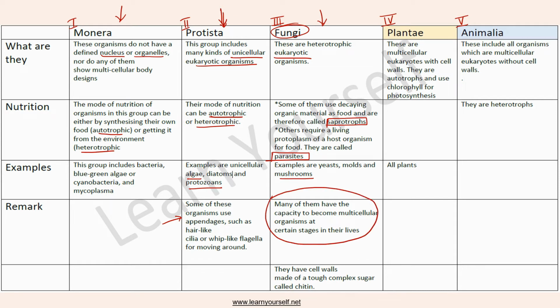They have cell walls made of a tough complex sugar called chitin. So this is a special feature: they have cell walls made up of chitin.